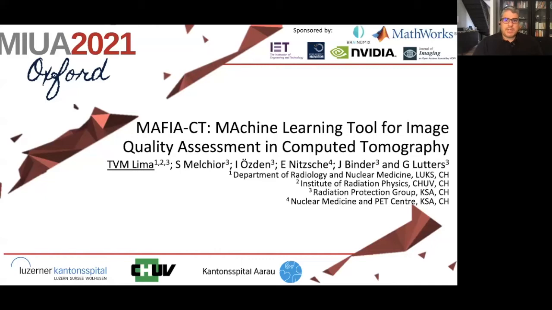I'm a medical physicist responsible for the radiology and nuclear medicine department in the Luzern Hospital in Switzerland. First, I would like to thank the organizers for the opportunity to present my work. Today, I'm going to talk about the work done with colleagues from the Hospital A.I.L, also in Switzerland.